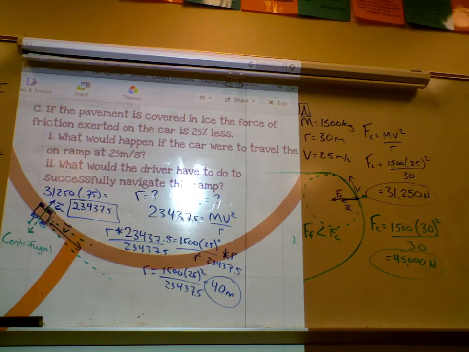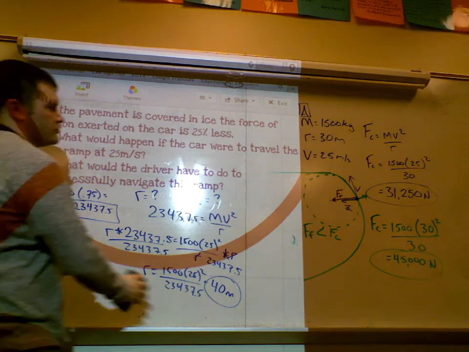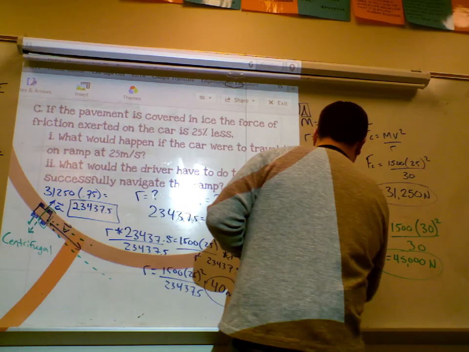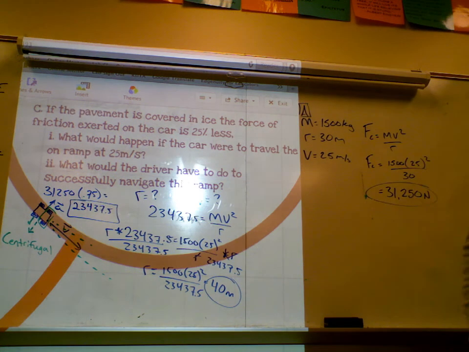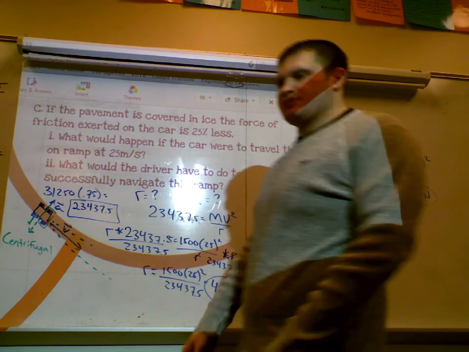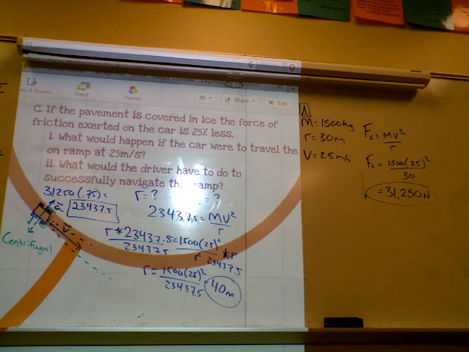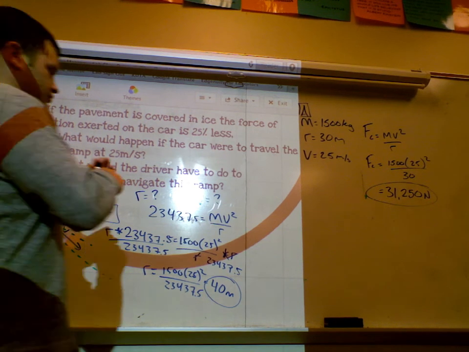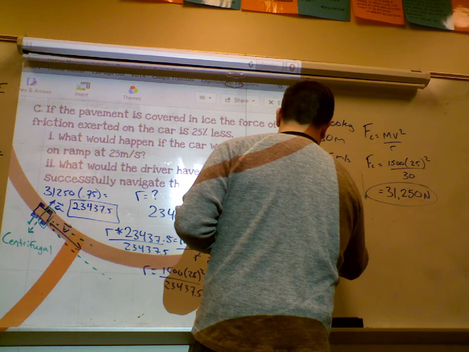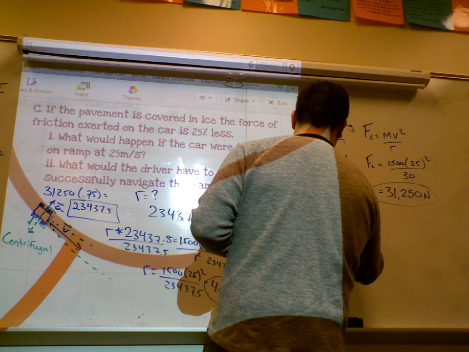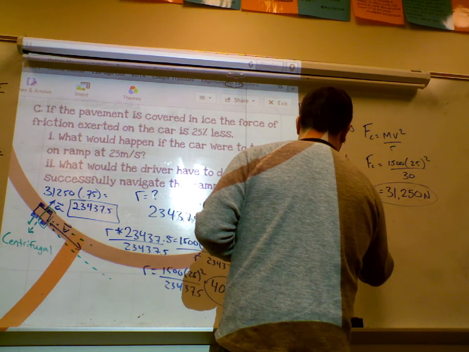So we can make the turn at 40 meters, right? That's one way, correct? What was the other way? Instead of changing the radius, we can change the velocity, right? So if I'm changing the velocity, once again we have 23,437.5 equals mv squared over r.